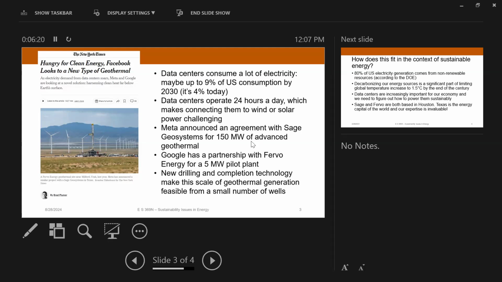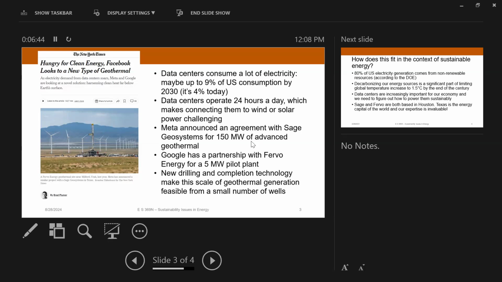Similarly, this was in the news earlier this year. Google is partnering with Fervo Energy for a pilot plant operating at 5 megawatts. Just for a point of reference, 150 megawatts is roughly enough to power about 44,000 homes. So this is a fairly sizable, utility scale geothermal situation.